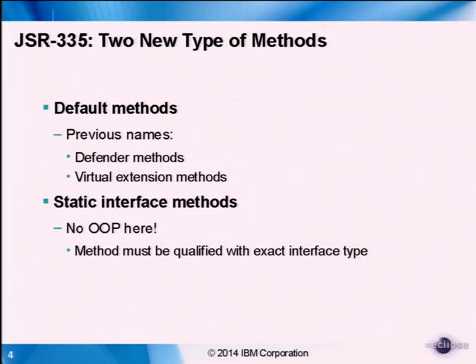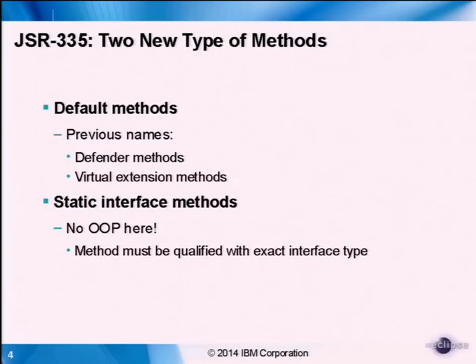So we're already in the JSR 335 in the Lambda. And as I said before, I think there are other things that are worth mentioning, and here I start with two new types of methods that are available in Java 8. The first one, we'll talk a bit more in detail because it's the more interesting one, is the default methods. They were known before under the name deferred methods or virtual methods. And the other one is the static interface methods.